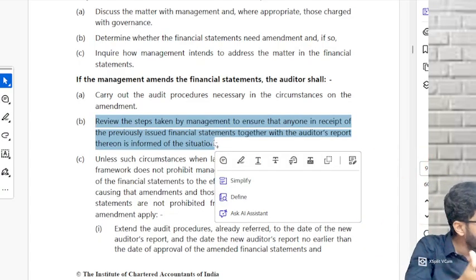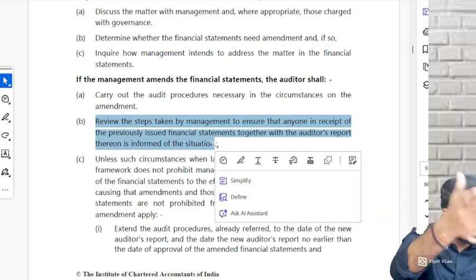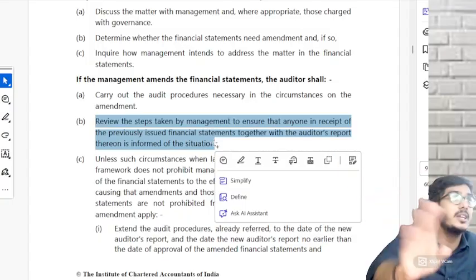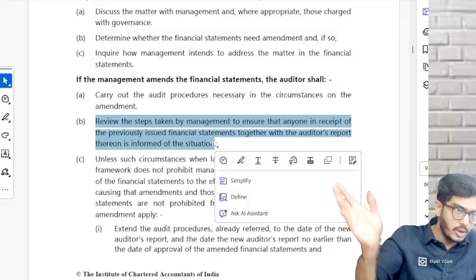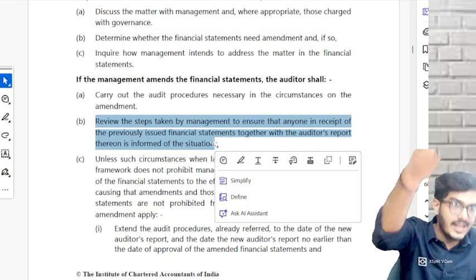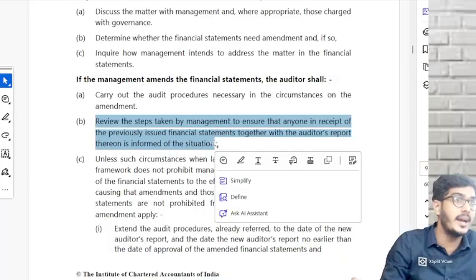So now you tell the management it is issued. Please take some steps to inform those users not to rely on that FS and auditor's report. You will do it on your own, but first you will tell the management. Management will put some notice. They will send mails to those users. They will put it on their website, etc.